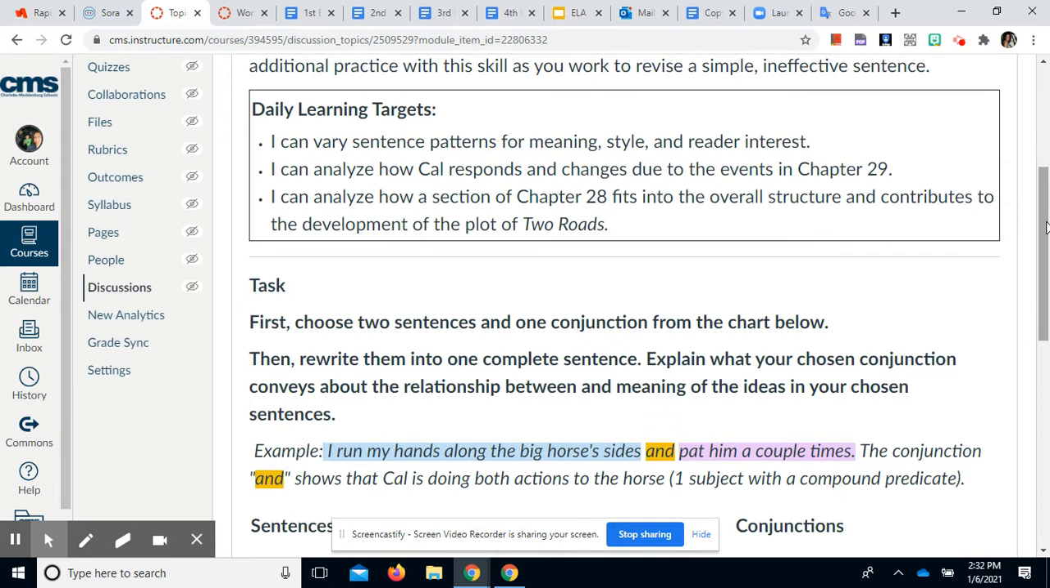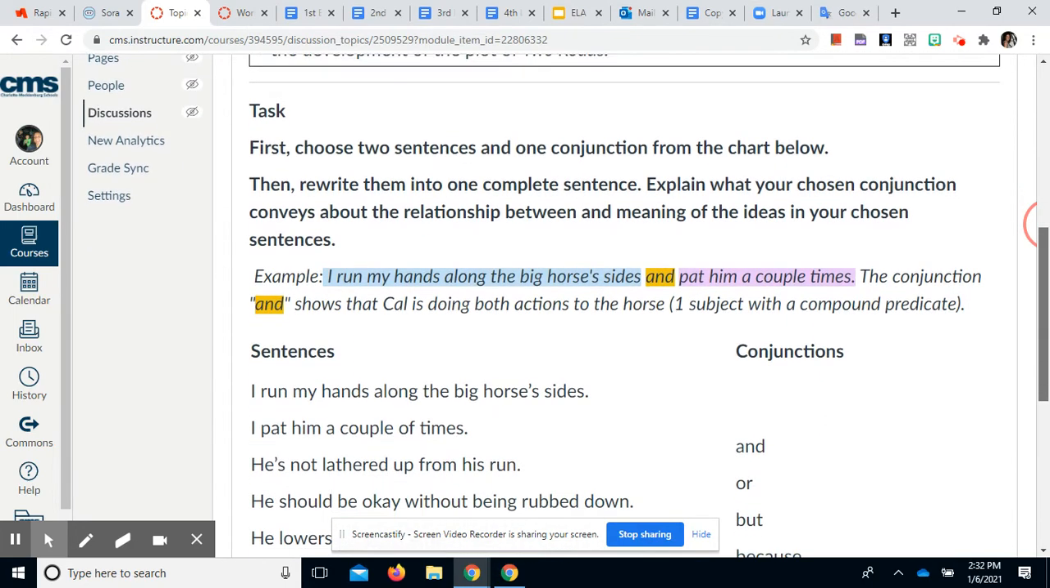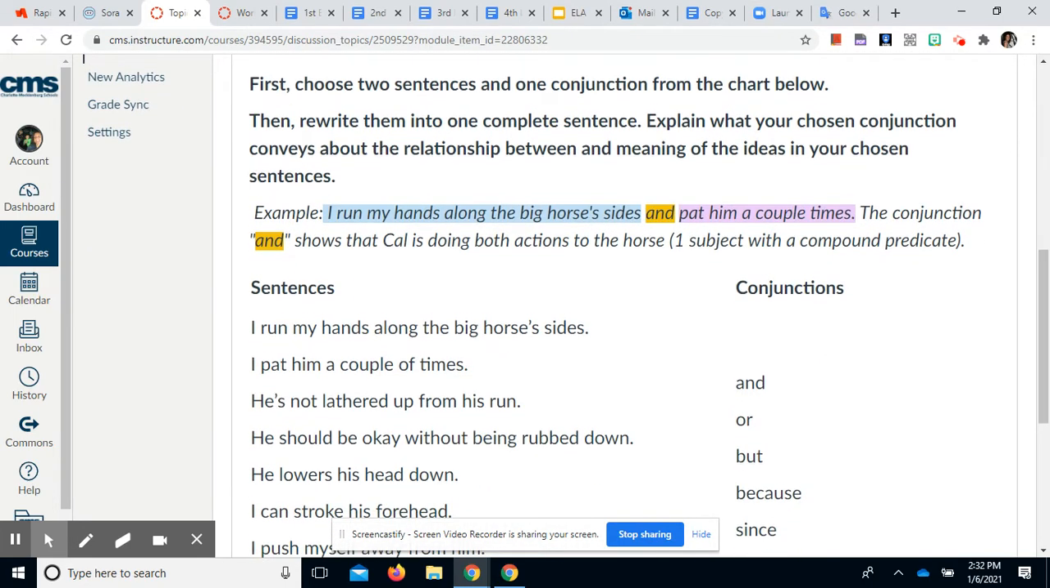I can analyze how Cal responds and changes due to the events in Chapter 29. We also looked at how Chapter 29 fits into the overall structure of Two Roads. So the opening is looking at conjunctions. We enjoyed Schoolhouse Rock's Conjunction Junction before doing this exercise.